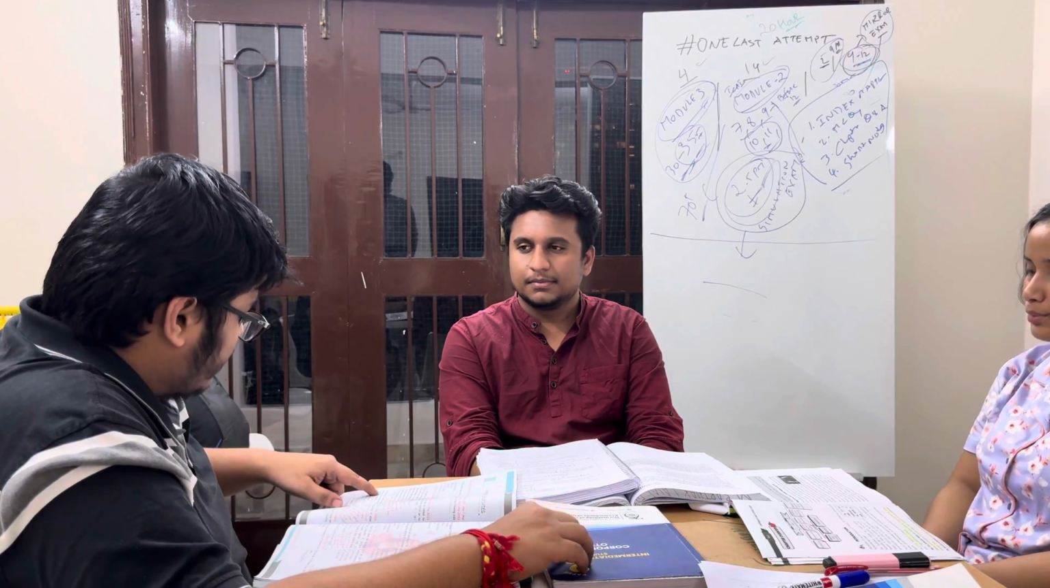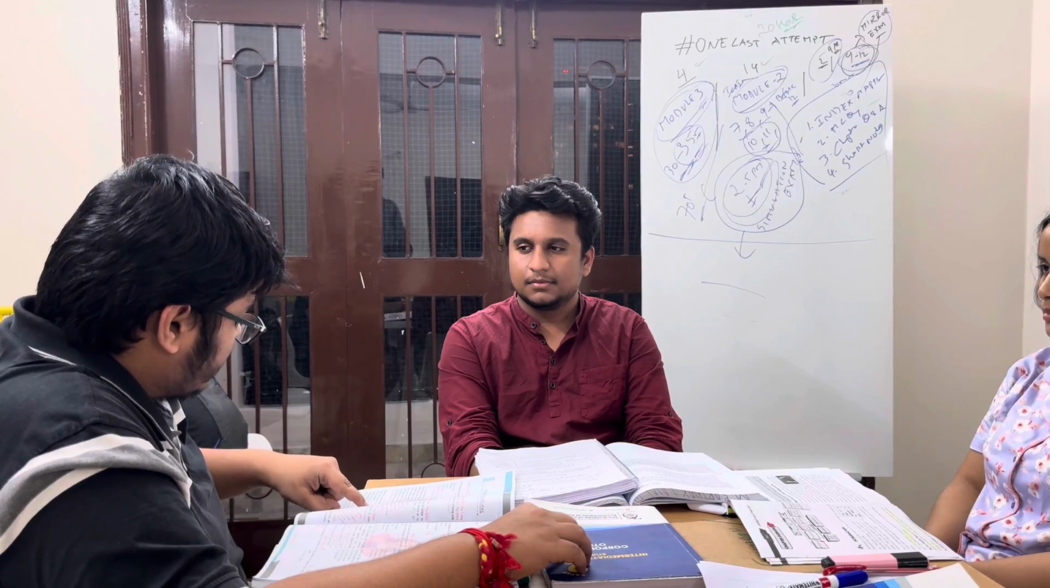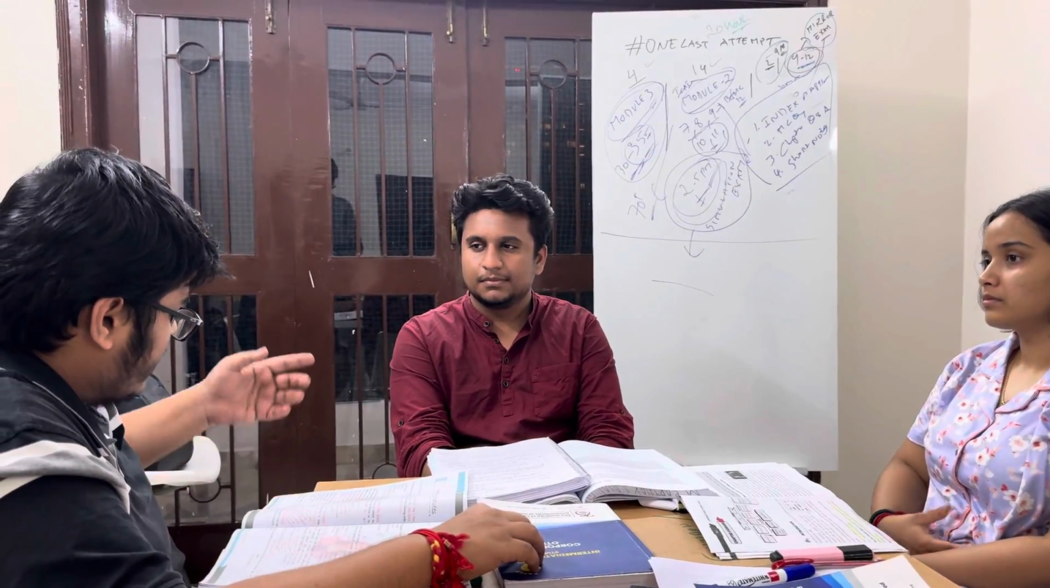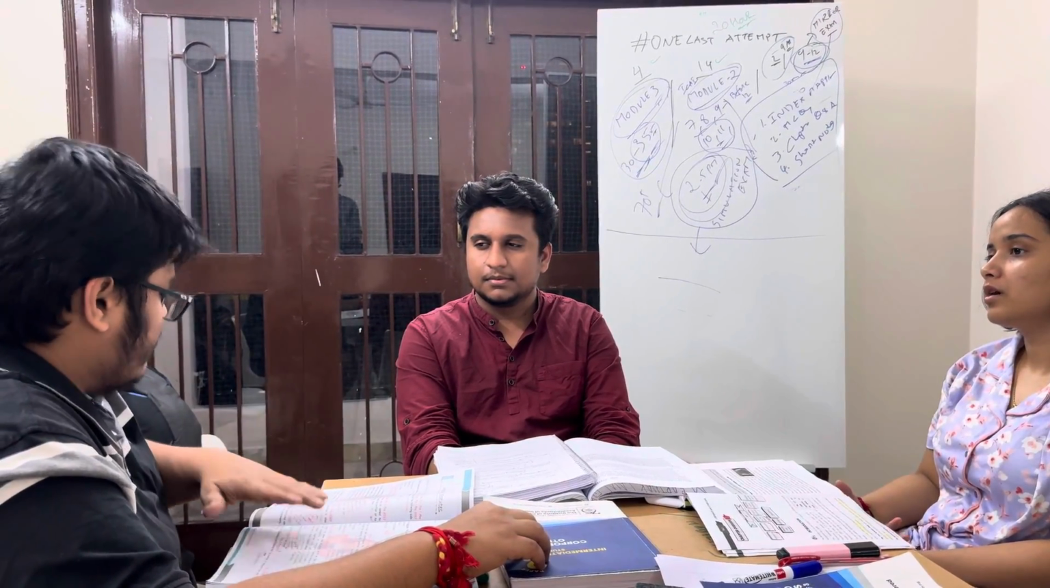When there's a conflict between two or more statutes or two or more parts of a statute, which rule is applicable? Welfare, strict, harmonious, or mischief? Harmonious. So harmonious means you have to derive the statute provision in such a way that it satisfies your objective.